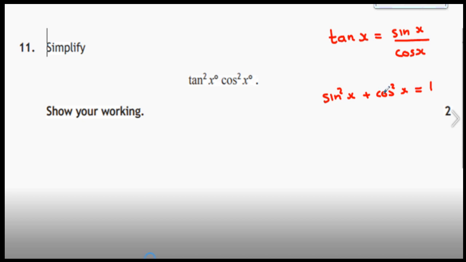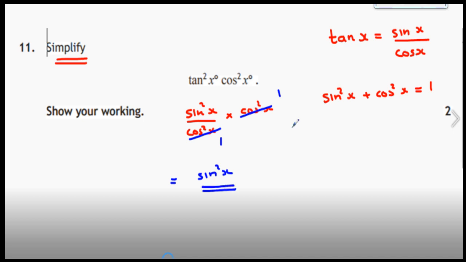It's not going to get any simpler, and we want to simplify. So I'm going to home in on this one here. tan squared x is the same as sin squared x over cos squared x. And to that, we've got times cos squared x. Now, if you look at those two things, cos squared x is in the bottom, cos squared x is in the top, so we'll divide top and bottom by cos squared x, and the answer turns out to be sin squared x.